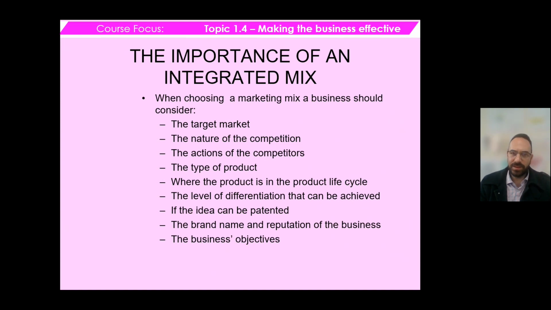If an idea can be patented, do you have the rights? You're the only person that can sell a particular idea, or ultimately, is it something that other people can compete on at the same time? The brand name and reputation of the business. So we think about Nike versus Primark. What can those businesses do with their integrated marketing mix? And the business's objectives. What is it that the business actually wants to achieve?